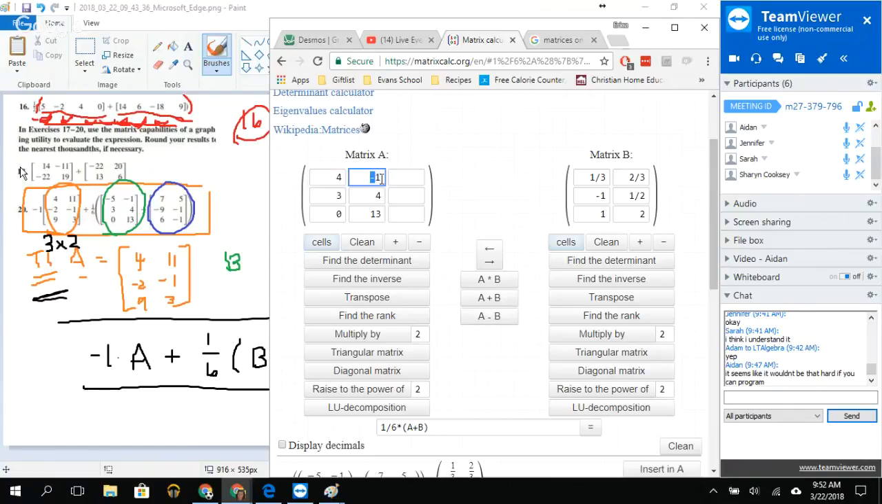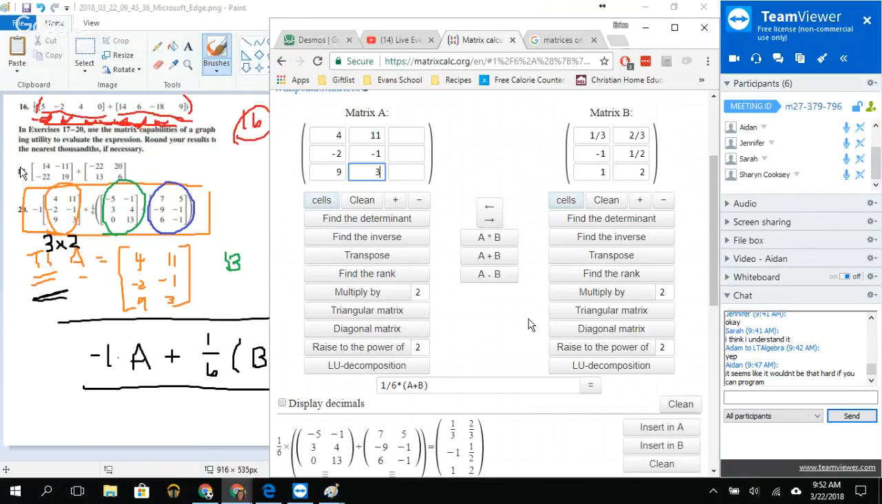So it's not terribly hard, but it's just more steps. It's just not as streamlined. And is that a -1, I think? -1. So now what I'm doing is I'm putting the orange matrix in as matrix A. Okay. And my solution to my second half of my equation, my 1/6 of these two added together, has been inserted into matrix B.